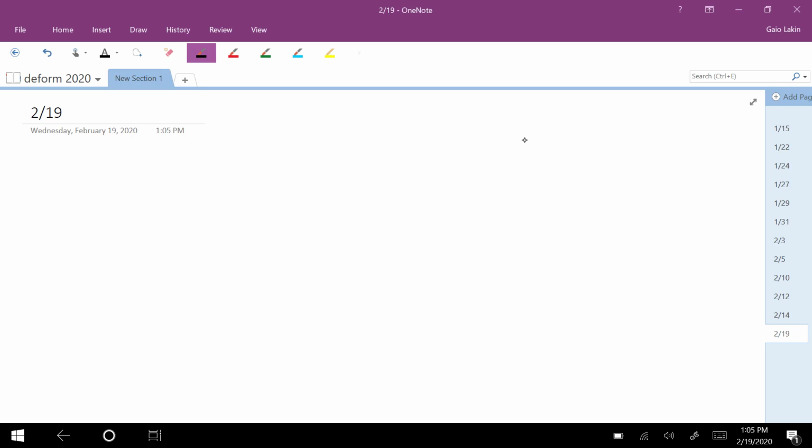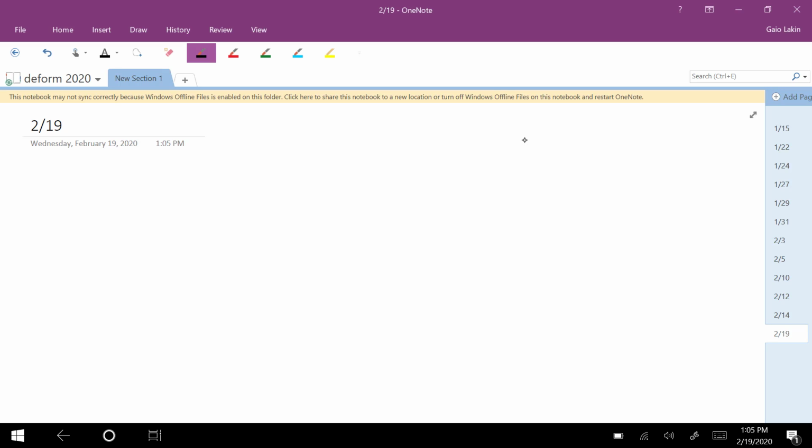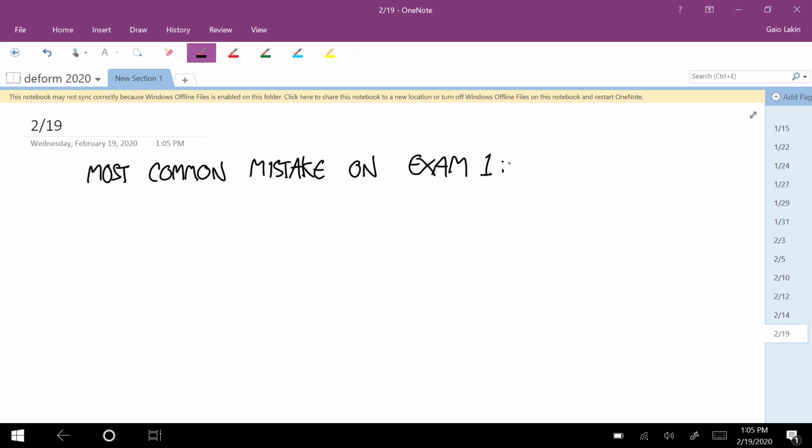Okay. So exam 1, the scores were really good. But here was the most common mistake on exam 1. And it just had to do with units.